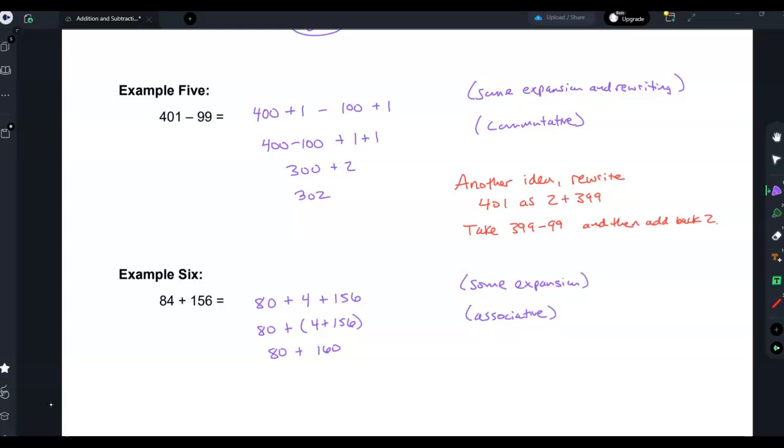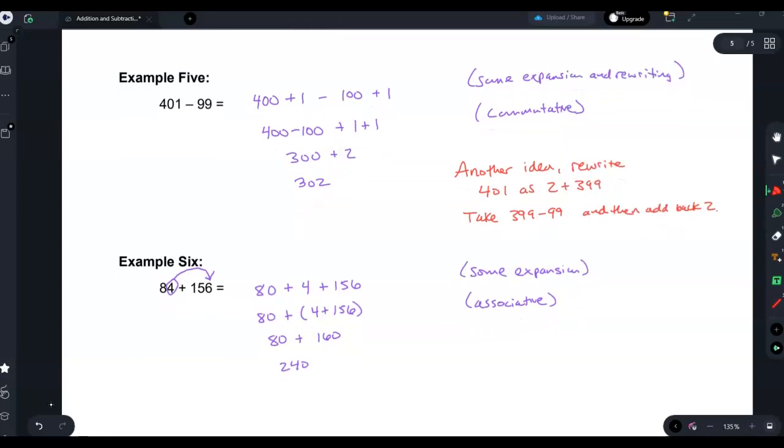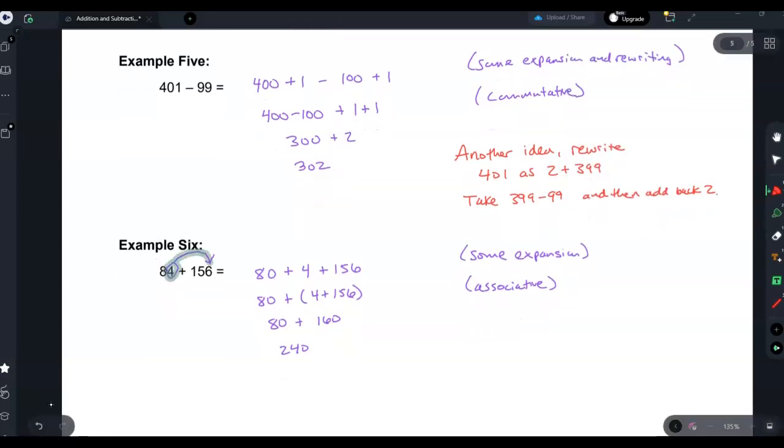So we could do that in our head. Again, I'm showing the process written down, but the idea is, let me just take the 4 from this 84, put it with the 156 using the make 10 strategy. That's going to give me 160, and then 160 plus 80 is again easier to do in my head. That just gives me 240. So how you think through it versus how you show it is a different thing. Some other ideas.